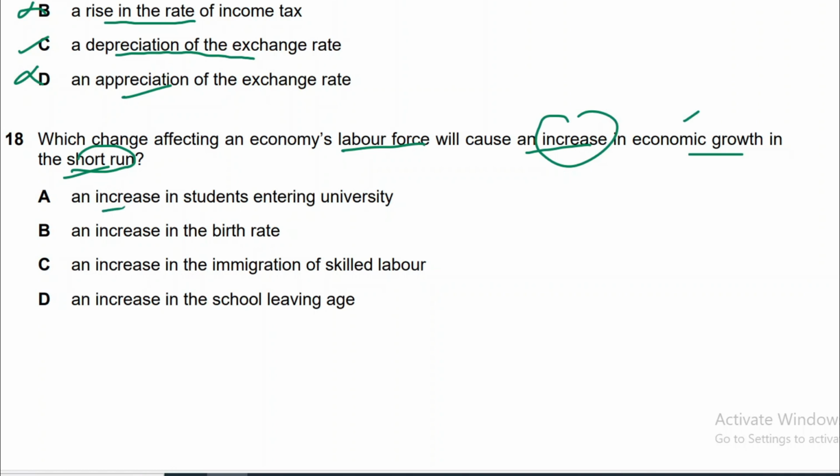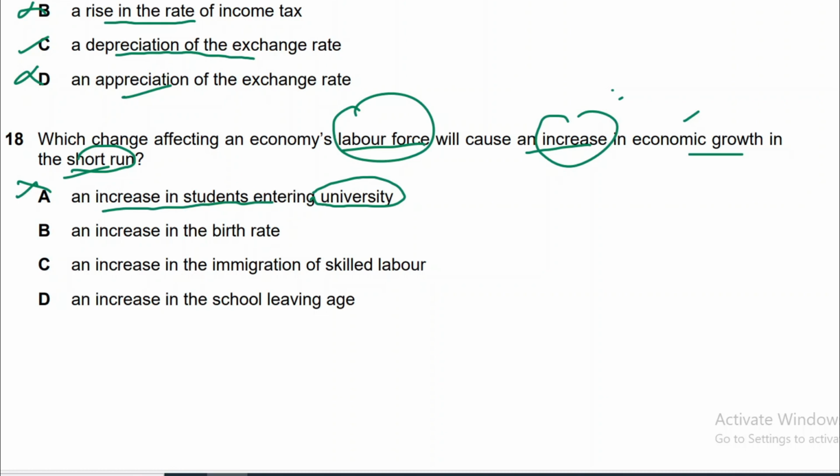Okay, so an increase in students entering university. If more students are entering the university, then the labor force will decrease, and it cannot cause economic growth, because when students enter the university, it means they are not available to contribute to the production process. So when they don't contribute, economic growth will not occur.